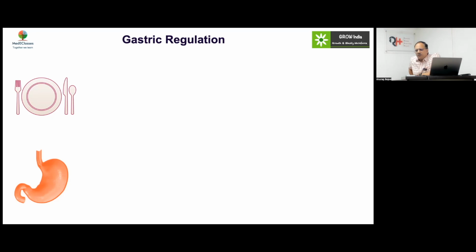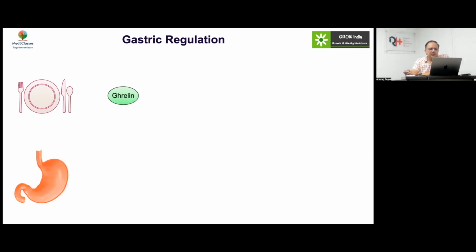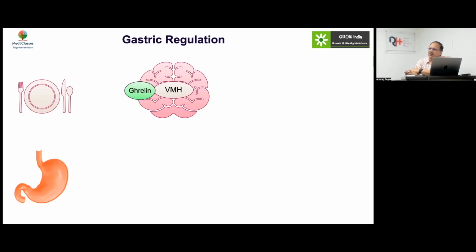But as I said, the first immediate mechanism is the gastric regulation. If your sugars are going low, you will start eating. That will be the first mechanism. So how do we have this gastric mechanism? When you are not eating, the distension of the stomach becomes less. When the distension becomes less, you secrete ghrelin. And ghrelin acts at the ventromedial hypothalamus to say, okay, I want to eat more.